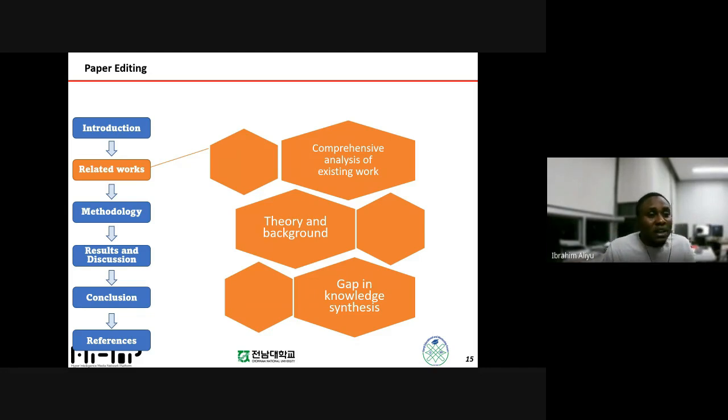Then in related works, you make comprehensive analysis. You can discuss the theory and background, and then the gap in knowledge. That means you summarize what people do and then say, sometimes you say the positive of what they did, but also the demerits of what they did. And then you establish a gap, that based on this, something is lacking. That is the essence. It's not just reporting people's work, but what is the work saying? What is the gap in those works that warrants your study? So you have to convince the reviewers that your work is relevant.